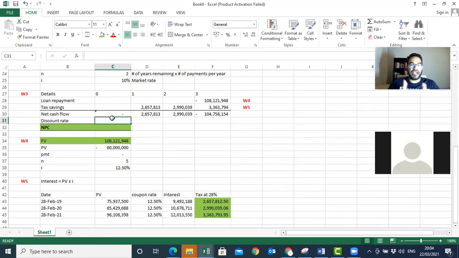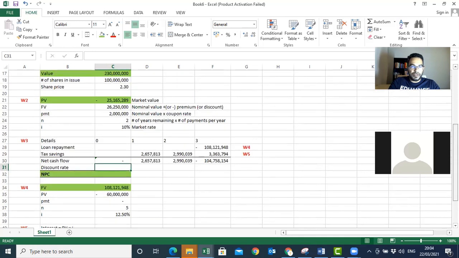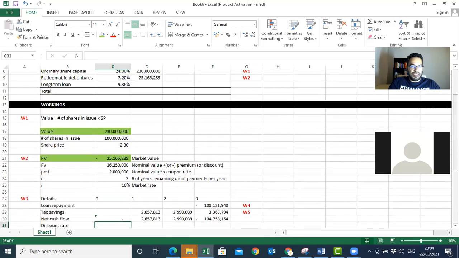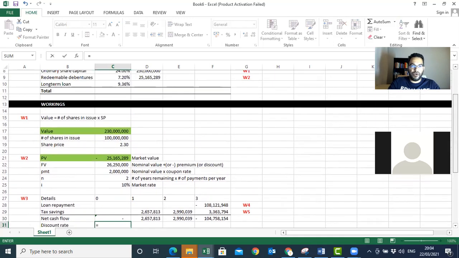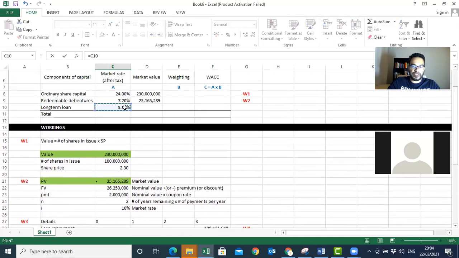Now I can use a discount rate. Remember, now we're coming into financial management where we are discounting future cash flows. When you discount future cash flows, you use the market rate. And the market rate, what was the market rate again? The market rate is 9.36. So I'm going to go fetch the market rate of 9.36.